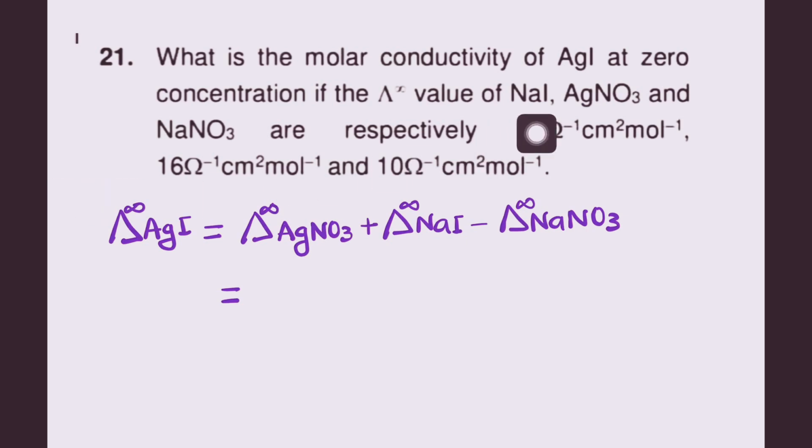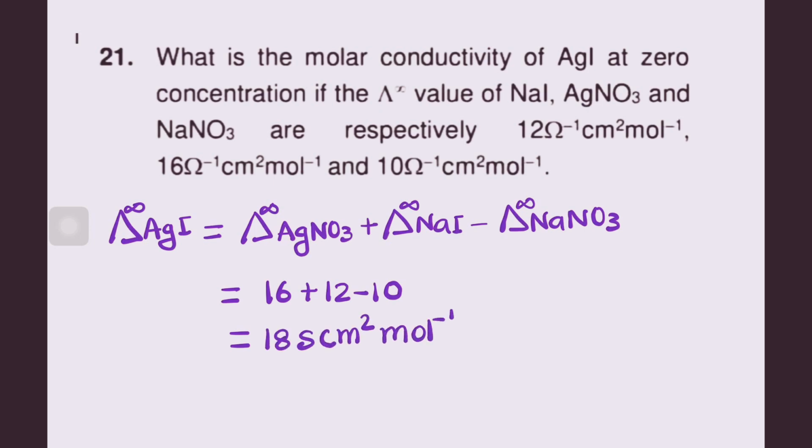Okay, so AgNO3 molar conductivity value is 16, plus NaI, that value is 12, minus NaNO3 is 10. So it will be 28 minus 10, that is 18 Siemens centimeter square per mole. So the correct answer should be what? 18.